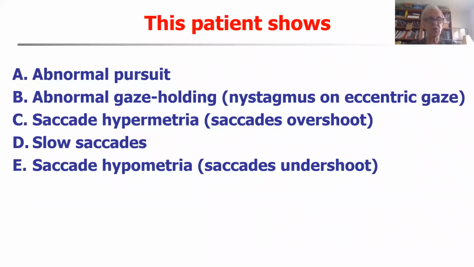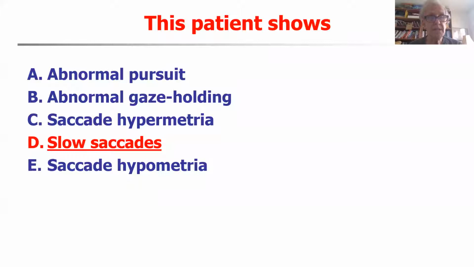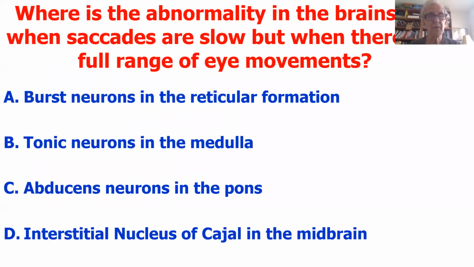Were the saccades slow? Or were the saccades undershooting? So this is pretty easy. The answer is D, slow saccades. All right, now what causes slow saccades?